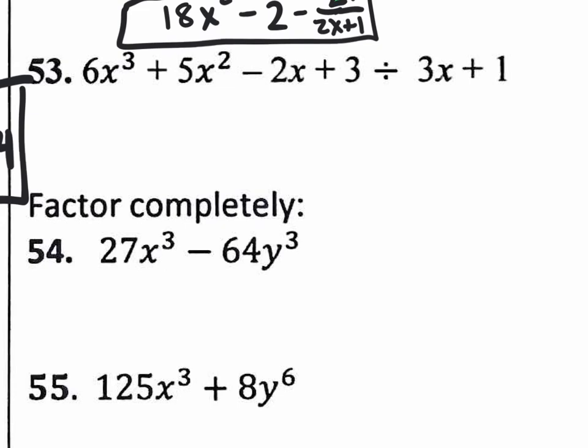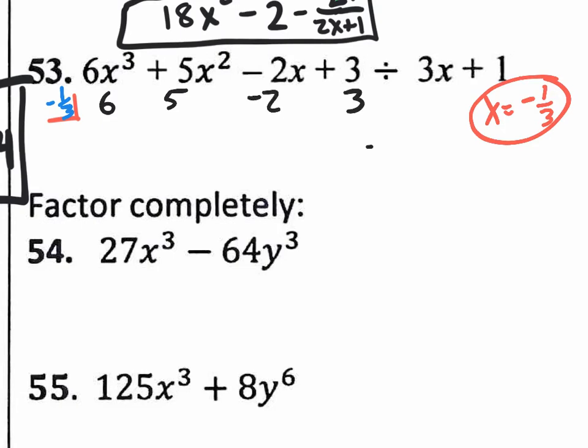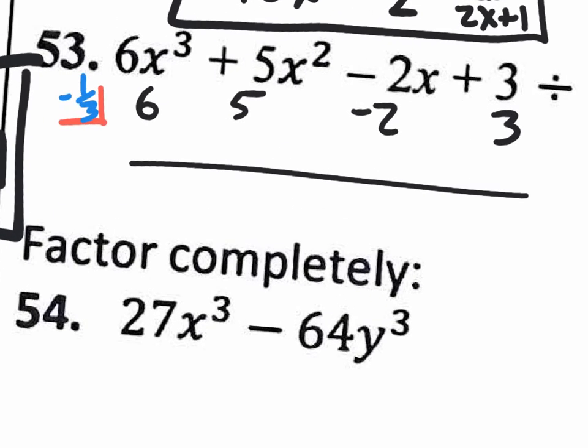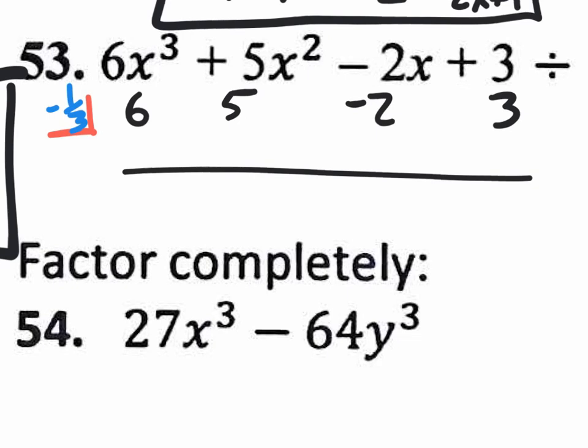Let's identify what we're going to be plugging in to the box by putting this equal to 0. And if you set it equal to 0 and solve correctly, you're going to get x equals negative 1/3. So that's what we're going to be plugging in, a negative 1/3. Making a list of the coefficients, we have 6, we have 5, we have negative 2, we have 3. As you go down, you combine. So 6 plus nothing is 6. As you go up, you multiply. Negative 1/3 times 6 is negative 2.